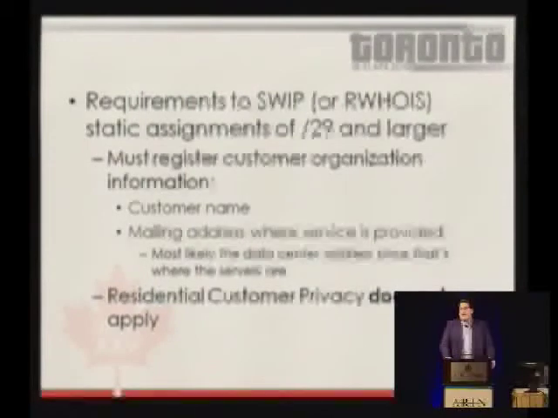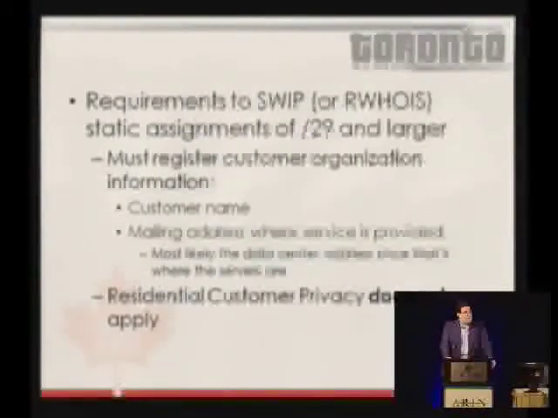We have the requirements to SWIP. To register your assignments of subnets of /29 or larger. To SWIP, you have to register the subnet, and the policy manual says customer organization information. The ARIN staff implement this very simply: the customer's name and the mailing address at which the service is provided.